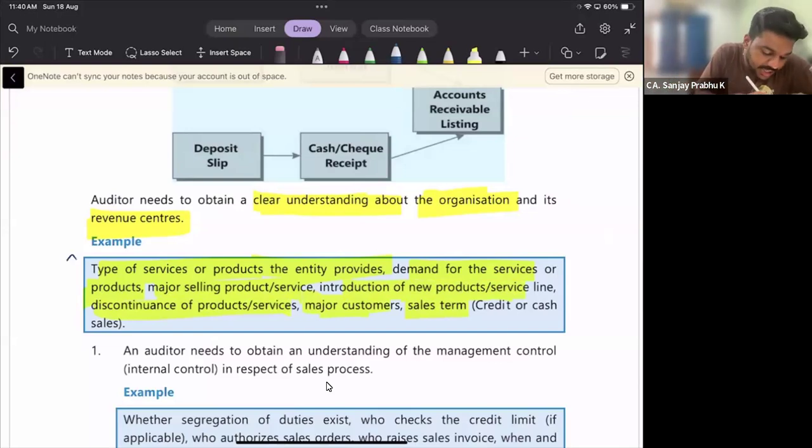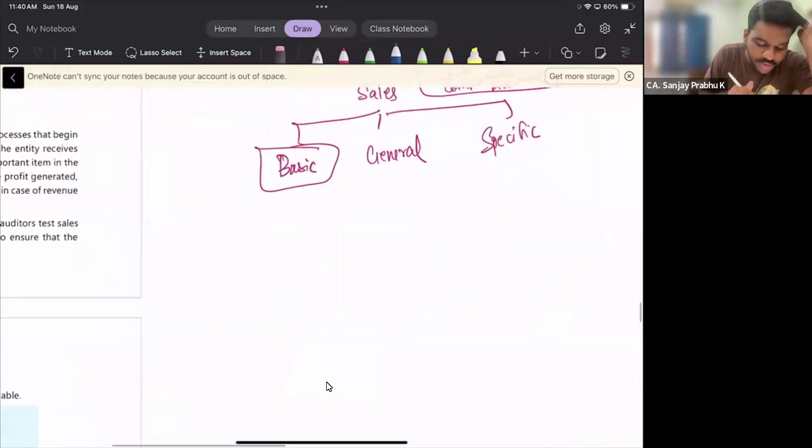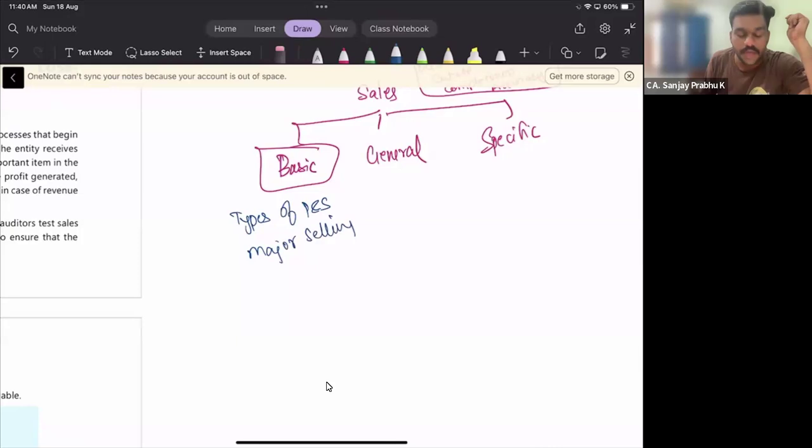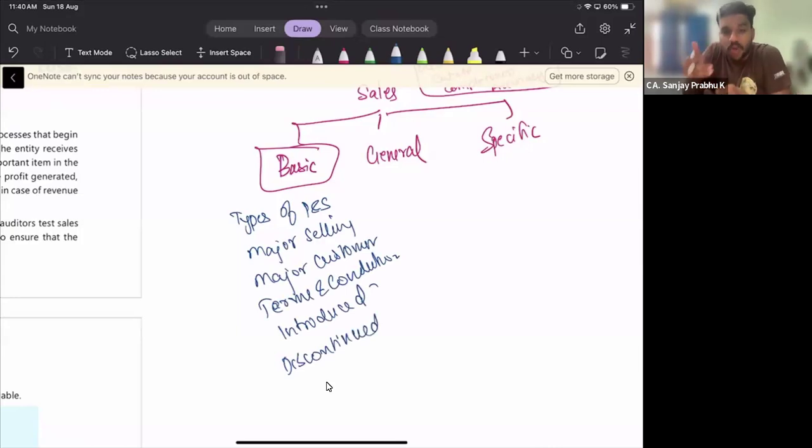So these are the basic things I should understand. What are the basic things you should understand in case of sales? What are the types of products and services? What is their major selling product? Who is their major customer? What are the terms and conditions for sales? Have they introduced any new product? Have they discontinued any existing product? So these are the basic things I should understand even before I go for verification.